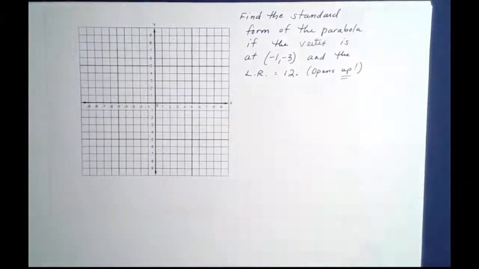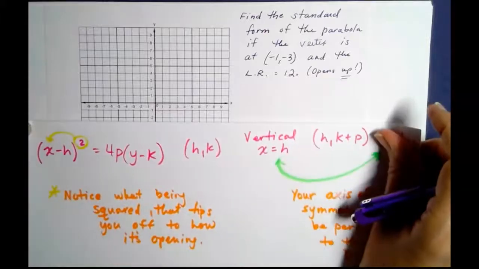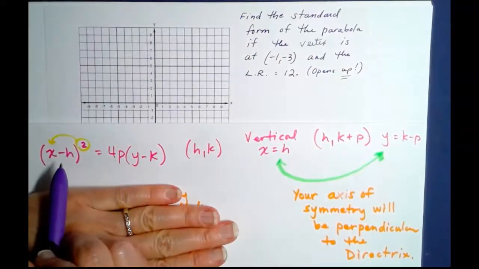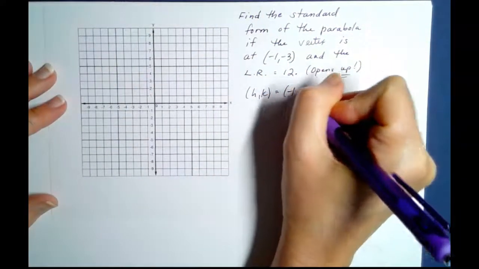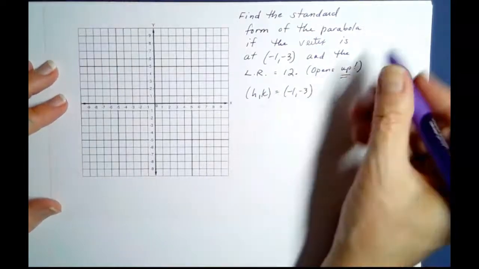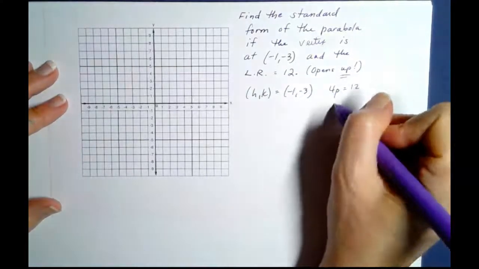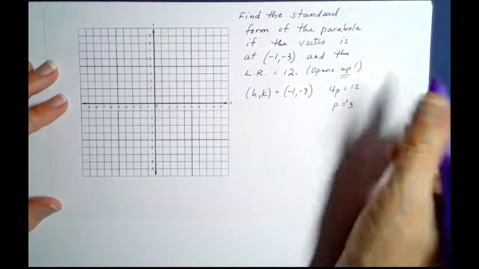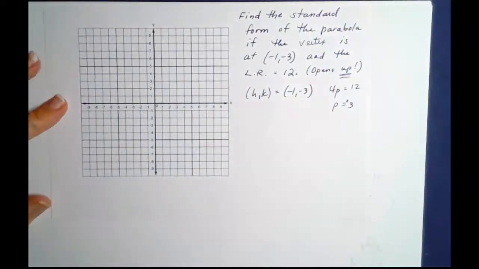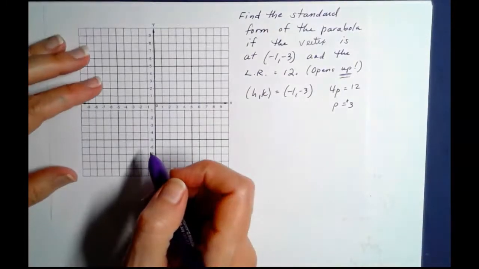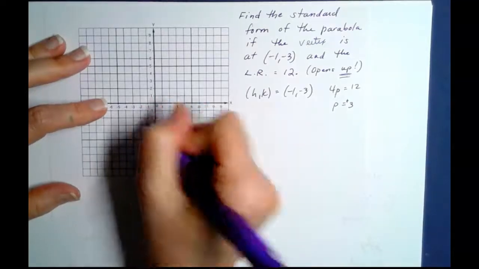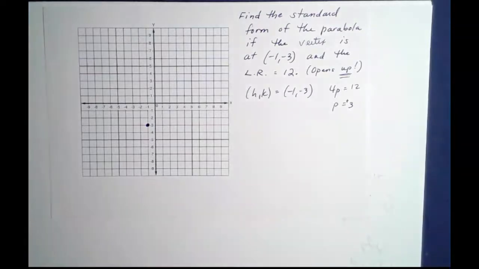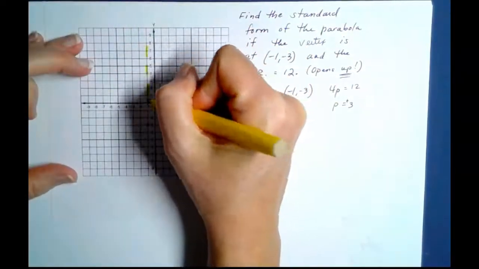Okay, if it opens up, then we know we're going to be going for this as the standard form. If it opens up, then that means x is going to be squared. So if we've got our h, k as -1, -3, and if the LR is 12, that means 4p equals 12, which means p equals 3, and p equals +3 if it's opening up. Let's graph it and see what's happening here. So, first of all, back 1, down 3. So there's our vertex, which means our axis of symmetry is a vertical line passing through that vertex.